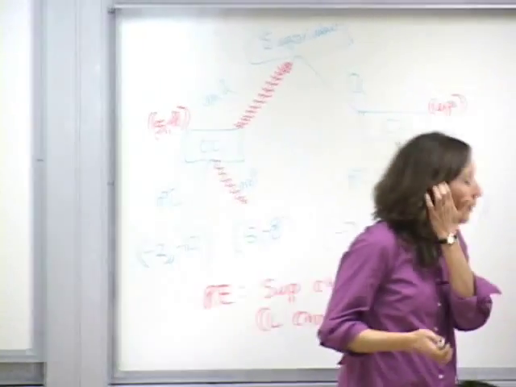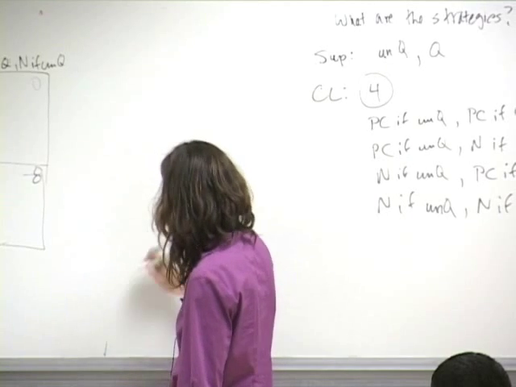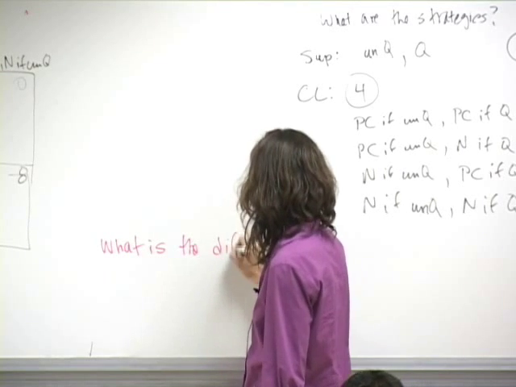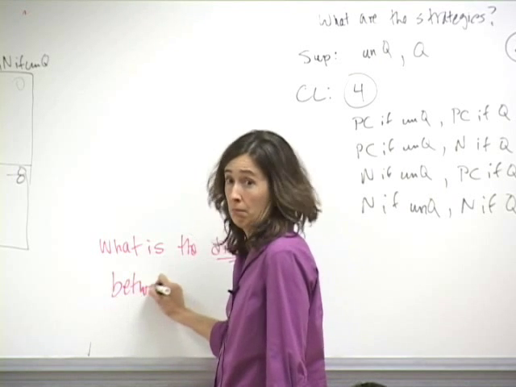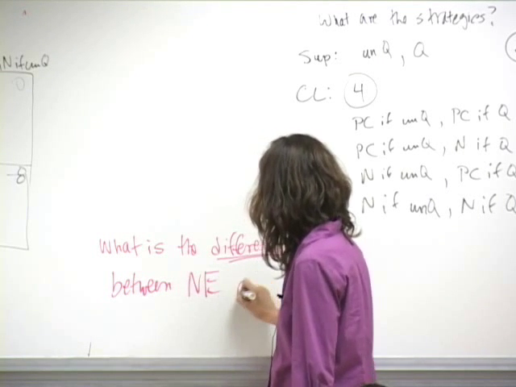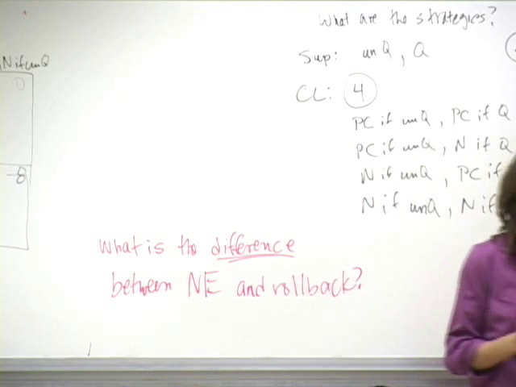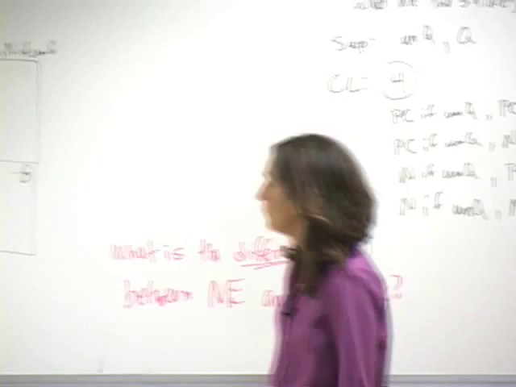But in this one example, my goal with this example is to show what is the difference between Nash equilibria and rollback. Okay, there is a difference. So let's look for Nash equilibria in this game.